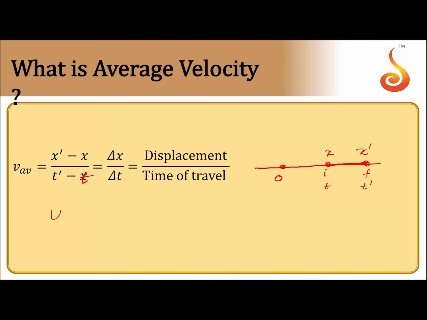Then the average velocity over the entire journey is x dash minus x, that is the displacement, divided by t dash minus t, that is the time interval. So delta x divided by delta t. Remember, average velocity is always calculated over an interval of time, generally over a longer interval of time, right? Another method to calculate the average velocity is to use a graph. This is numerical calculation. Another method is to use a graph.